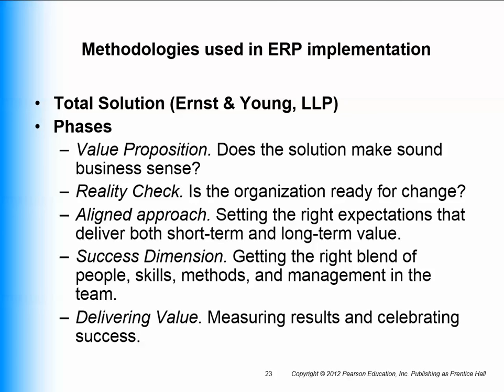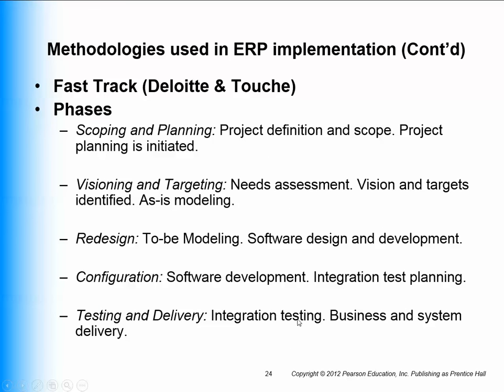Now, different companies, or different ERP vendors, have their own version of ERP implementation. For example, Ernst & Young looks at the value proposition, the reality check, is the organization ready for change, setting the right expectations, getting the right blend of people, skills, methods, and then measuring the results, celebrating success. The Deloitte and Touche Fast Track system: scope and planning, visioning and targeting, redesign. This is as is and to be.